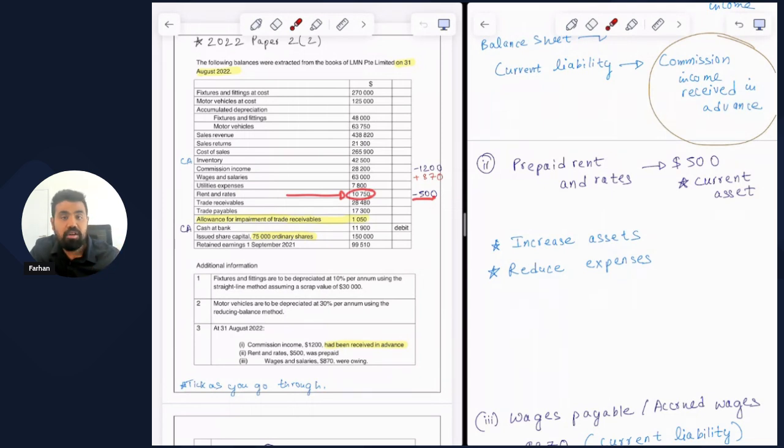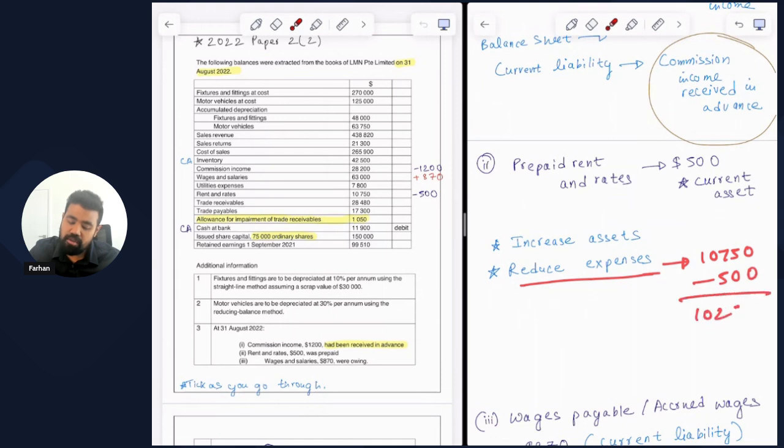Okay, so this $500 is to be reported separately as current asset when you prepare the statement of financial position. And when you prepare the income statement, you show rent and rates expense of 10,750 minus 500, which is $10,250.